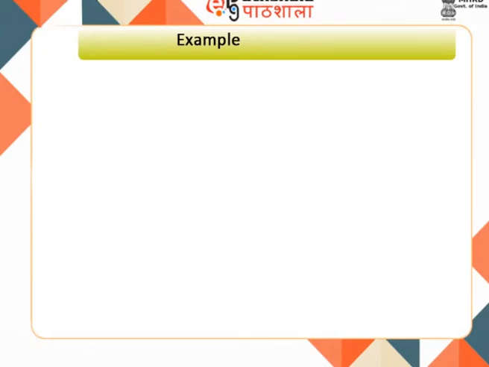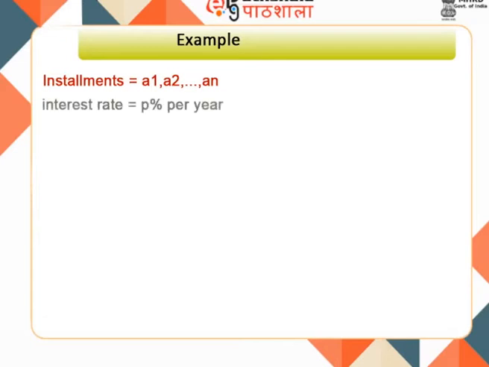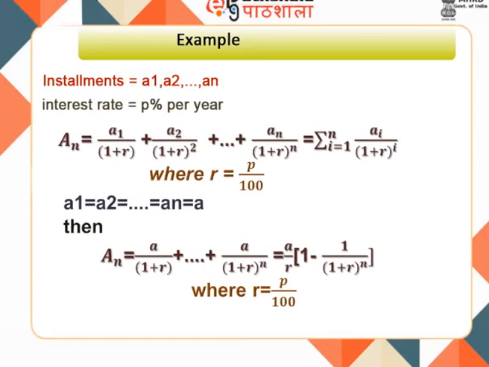Let us now take an example to understand arithmetic series. The present value of the n installments A1, A2, and so on, An, where the first amount has to be paid after 1 year, and the remaining amounts at intervals of 1 year, and with the interest rate P% per year, is given by Aₙ = A1/(1+r) + A2/(1+r)² + and so on, plus An/(1+r)ⁿ, which is equal to the summation of Ai/(1+r)^i, i from 1 to n, where r is equal to p by 100.